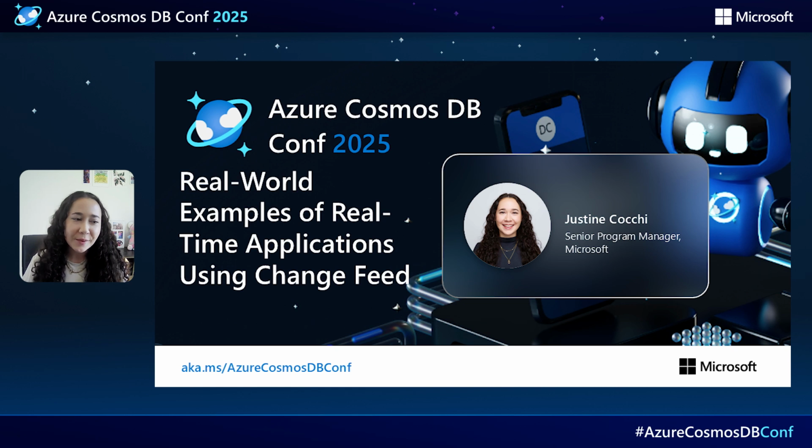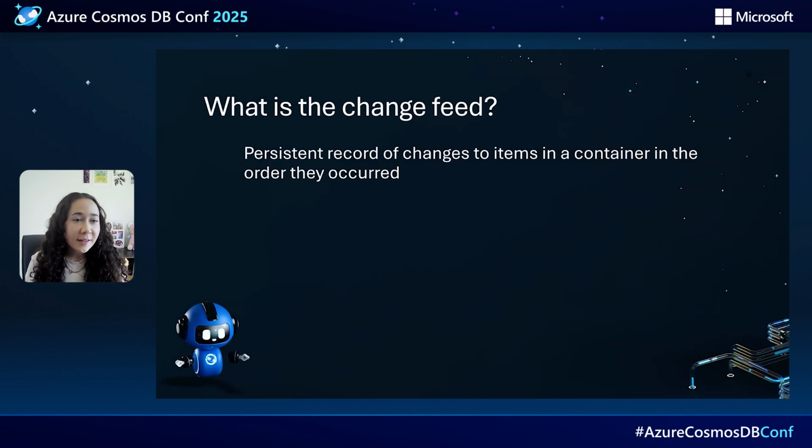I'm Justine Cocchi, a program manager on the Cosmos DB team, and I'm excited to talk to you about change feed today. Change feed is a persistent record of changes to items in a container in the order that they occurred. It's commonly used for patterns like event sourcing, auditing, or data movement, whether that be between containers in Cosmos DB or to downstream systems.